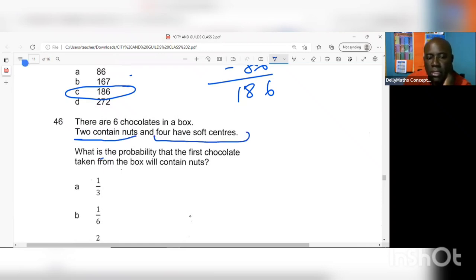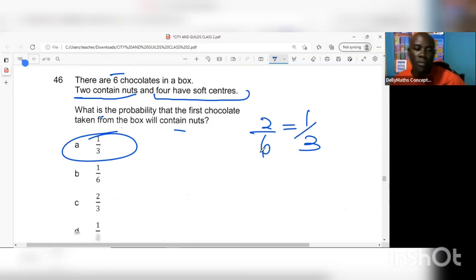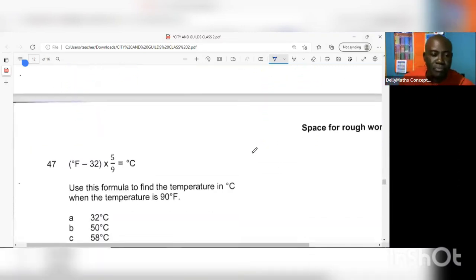What is the probability that the first chocolate taken from the box will be nuts? So you're talking about nuts. There are 2 with nuts out of a total of 6 chocolates. So we break it down, this is 1/3. We're looking for any one of those, and we saw 1/3. Probability refers to your desired outcome over the total possibilities.